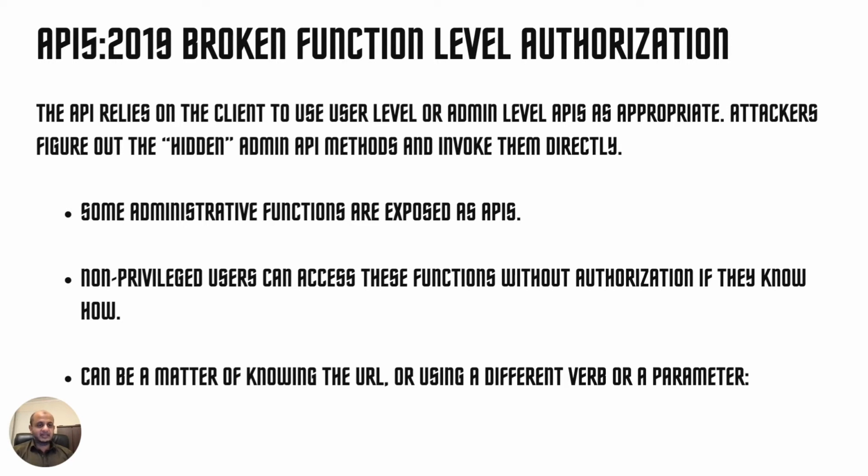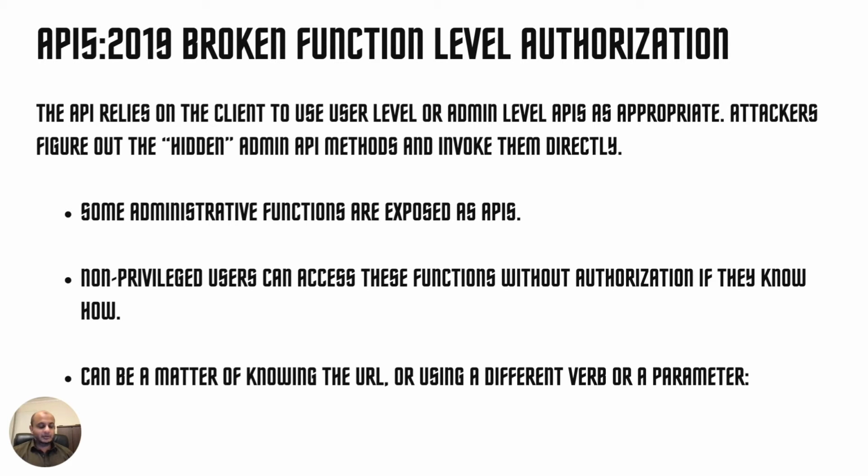Broken function level authorization. What is that? This is pretty simple. The simplest case, which I've seen quite a lot in APIs, is that users expose their admin level APIs through URLs. They think nobody will be able to guess the URL, right? And they don't know these attackers are pretty smart. Just by guessing the URL, they can actually access admin level functions.